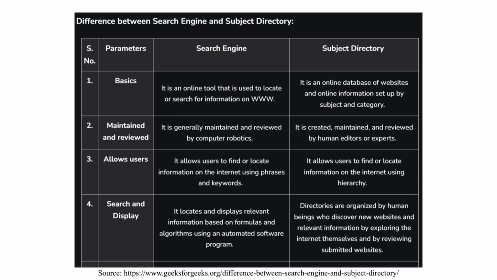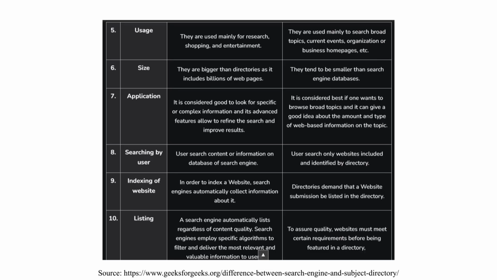Third, in terms of search and display, search engines locate and display relevant information based on formulas and algorithms using an automated software program. That is what we call a web crawler. Whereas in a subject directory, it is organized by human beings who discover new websites and relevant information by exploring the internet themselves and by reviewing submitted websites. A few other differences are in terms of usage.